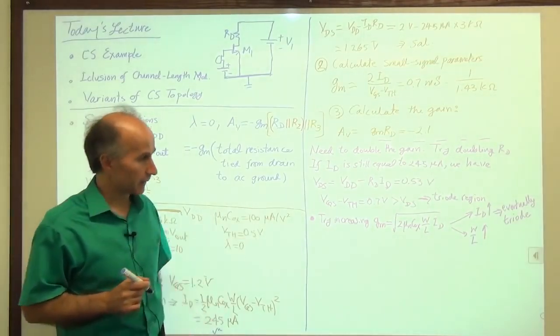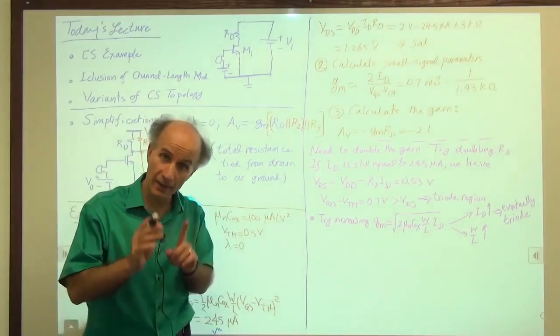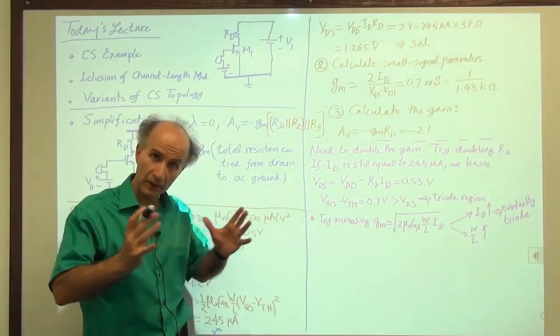Okay, how about the second option, W over L? So let's assume that the drain current is constant, but we make the device wider.